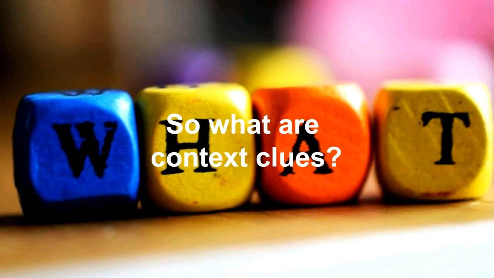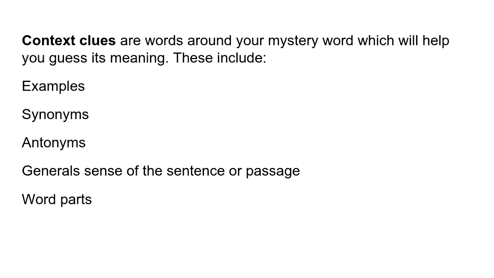So what specifically are context clues? There are several different categories of clues that we can look at to figure out a word. We're going to look at just surrounding the word that you're unfamiliar with. We're going to look for examples, look for synonyms, look for antonyms. You may need to go out and look at the general sentence, or even the passage itself, and the different parts of the word that you're unfamiliar with.